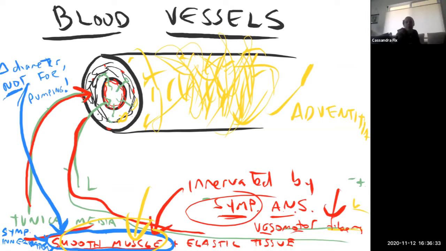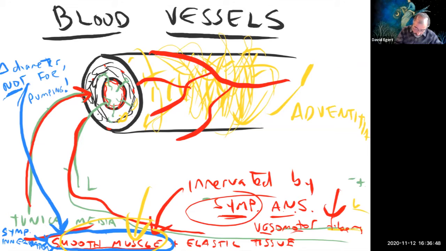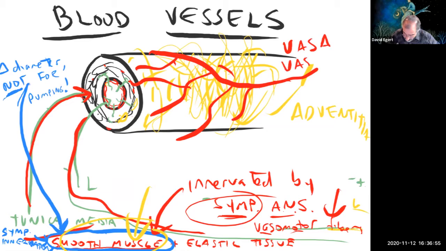Another thing though, if it gets bigger and bigger, then obviously diffusion is not going to work. So then you actually get blood vessels that serve the tissue of the blood vessel. And they get the kind of cool name, the vasa vasorum. It means the vessels of the vessels. So a large enough blood vessel actually needs its own smaller blood vessels to serve the tissue of the larger blood vessel.